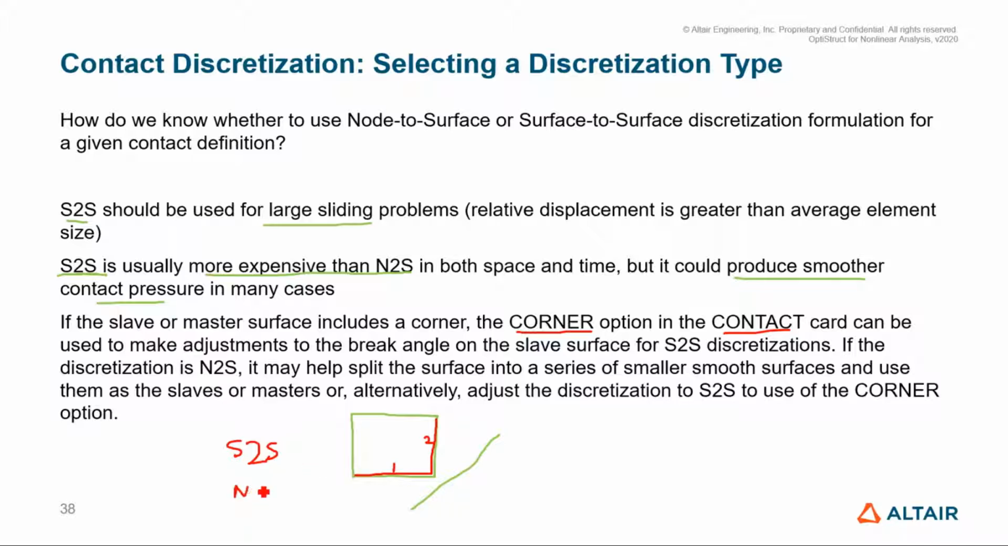If you're using node to surface, then there's no problem, because node to surface is generated based on the nodes. Sometimes you might find it easier to converge if you use node to surface for this reason itself.